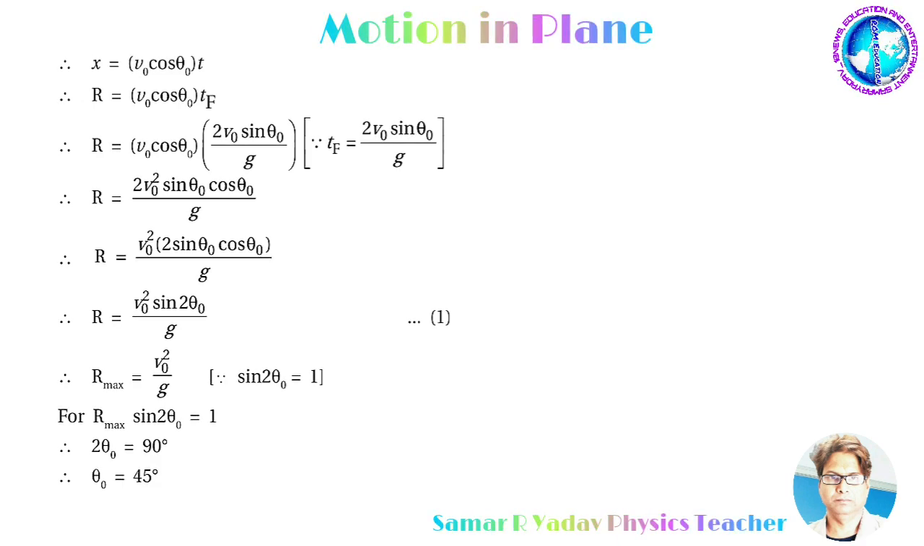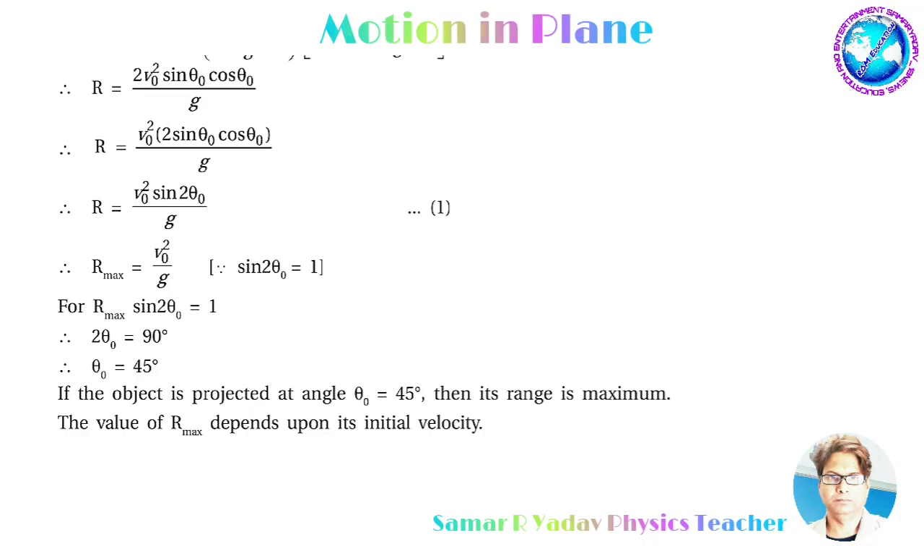Therefore R = v0² sin 2θ0 / g, equation 1. Therefore Rmax = v0²/g, where sin 2θ0 = 1. Therefore for Rmax, sin 2θ0 = 1, so 2θ0 = 90°. Therefore θ0 = 45°. If the object is projected at angle θ0 = 45 degrees, then its range is maximum. The value of Rmax depends upon its initial velocity.